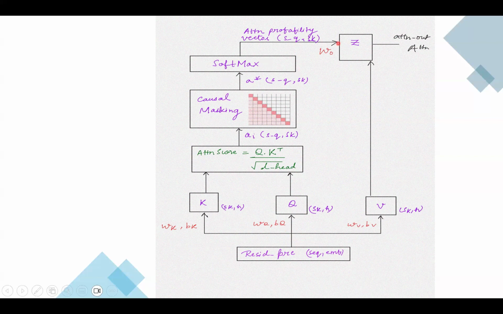Yeah, because the softmax will just give you attention scores, right? Which will be multiplied with the V vector. And we also multiply the softmax output, the attention probability which we get, with W_O and B_O. So again, we do a linear transformation over that first.